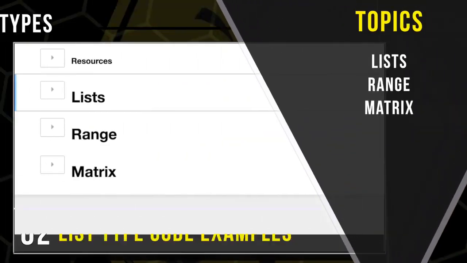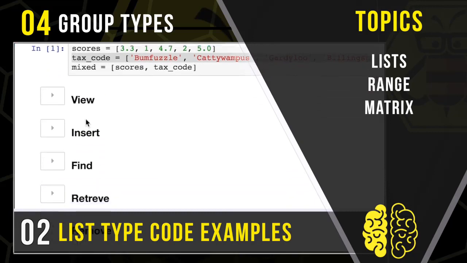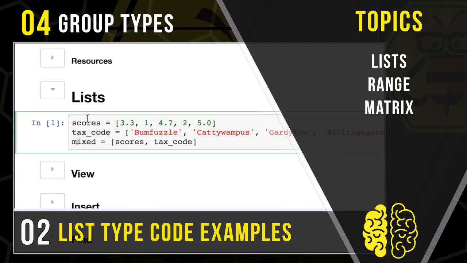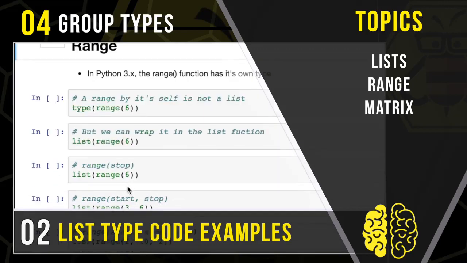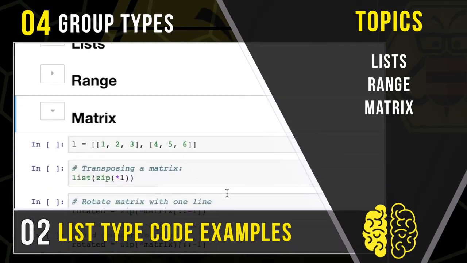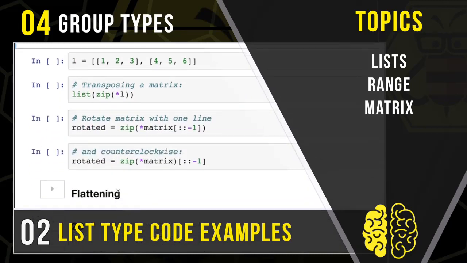We will be learning the how of programming by reviewing code examples that demonstrate how lists work, including some of the various subtopics like how to view a list, how to insert new items into a list, how to find certain items inside of a list, how to retrieve the specific item that we find, how to remove items, combine, sort, all of the stuff that we might want to do with lists. Then we're going to talk about range, and range is a really powerful way to make a list. It's a way that we can specify huge lists without having to go in there and manually type everything. And then finally, we're going to talk about matrices, which are really just lists inside of lists, and different things that we can do to break them up and flatten them down and look at them in different dimensions.